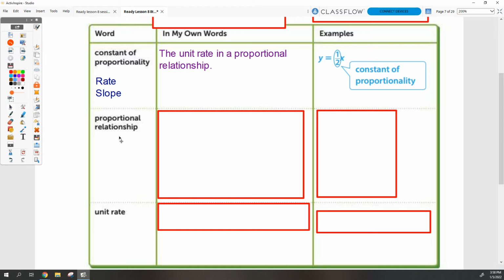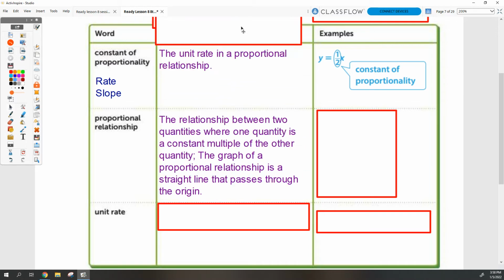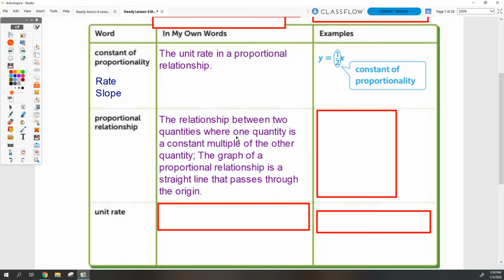Next, proportional relationship. Again, before break, we talked about that. The relationship between two quantities where the quantity is a constant multiple of the other quantity. The graph of a proportional relationship is a straight line that passes through the origin.